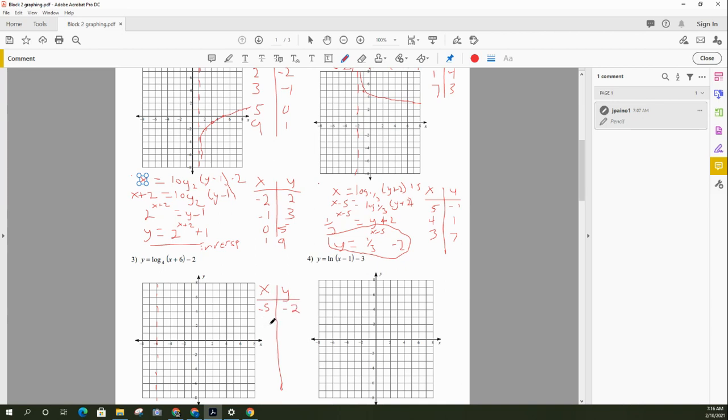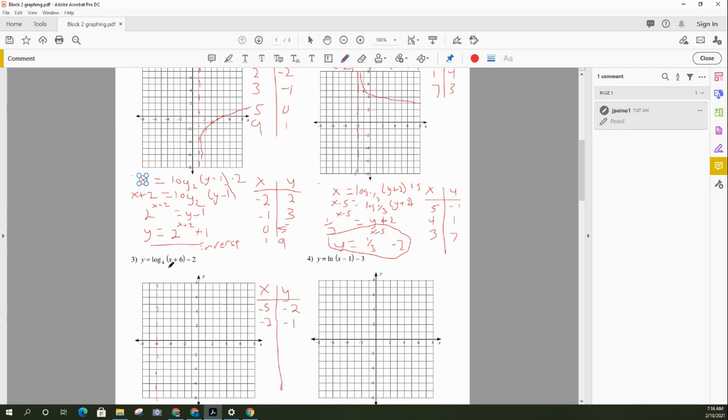So what's the next x value I want to choose? The next x value I want to choose is 4 to the first, plus h. So 4 plus -6 is -2. And why did I want to pick -2? Because if I plug in -2, -2 plus 6 is 4. Log base 4 of 4 is just 1. 1 minus 2 is -1.